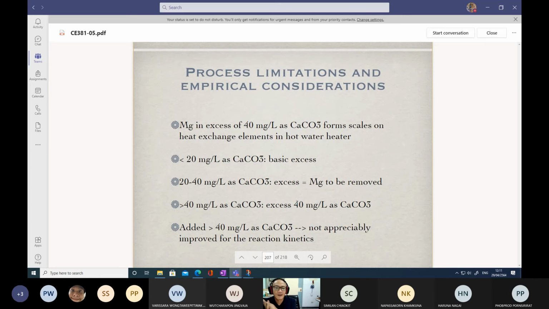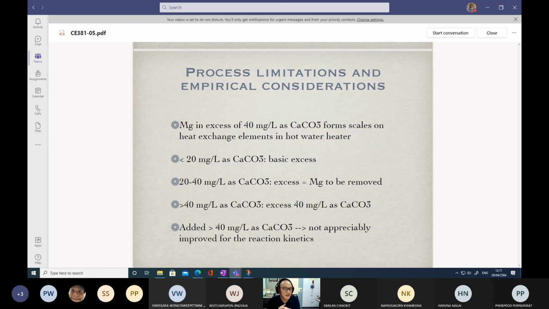Magnesium in excess of 40 milligrams per liter as calcium carbonate normally forms scale, so we prefer to leave the magnesium at less than 40 milligrams per liter. This could be one of the considerations for why we do the softening. Less than 20 milligrams per liter as calcium carbonate.